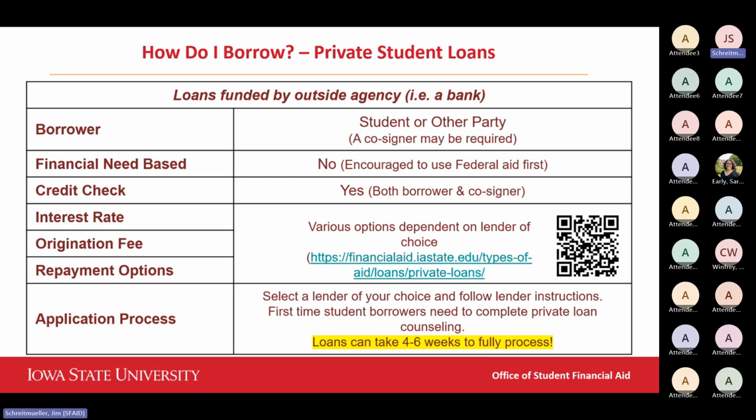The other option would be private student loans. These are loans funded by an outside agency, such as a bank or just a private lending company. In this case, the borrower can be the student or another party. If the loan is taken out in the student's name, typically because students are pretty young and don't have a long credit history, a co-signer will be required. So if your student is a traditionally aged undergraduate student, it's likely they'll need a co-signer. It's not based on financial need, but a credit check is required of both the borrower and the co-signer. And the interest rate, origination fees, and repayment options all vary depending on your lender of choice.